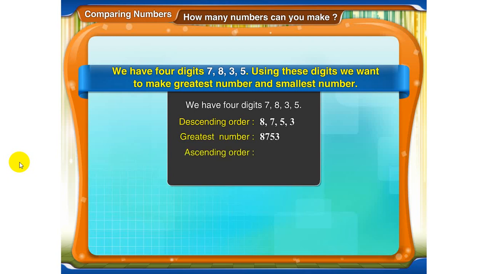Ascending order of 7, 8, 3 and 5 are 3, 5, 7 and 8. So the smallest number is 3,578. So the greatest number is 8,753 and the smallest is 3,578. Let's solve some examples.